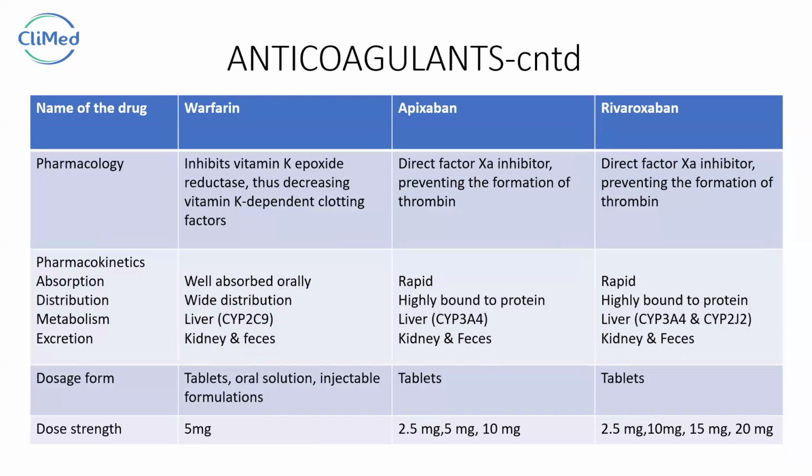Pharmacology. It is a direct factor 10A inhibitor, thereby preventing formation of thrombin and coagulation. Pharmacokinetics: rapid absorption, highly bound to plasma proteins, metabolized in liver by cytochrome P3A4 enzymes, excreted in kidney and feces. Available dosage form, tablets in dose strength 2.5 mg, 5 mg, and 10 mg. Next slide, please.